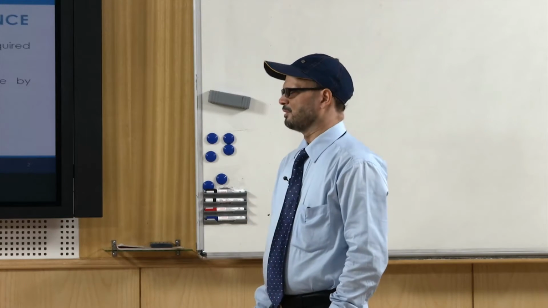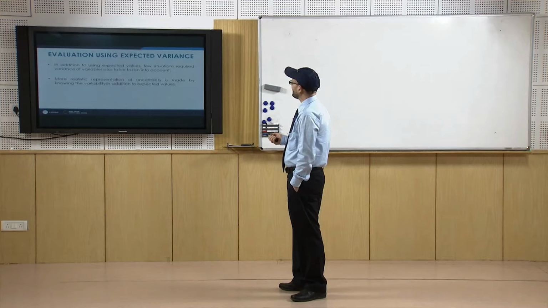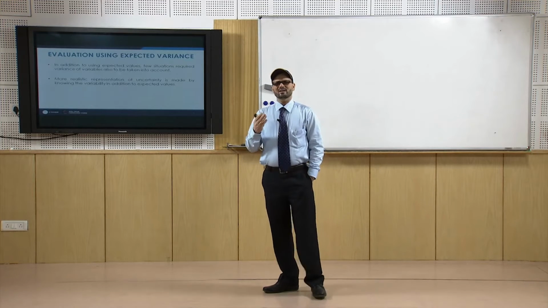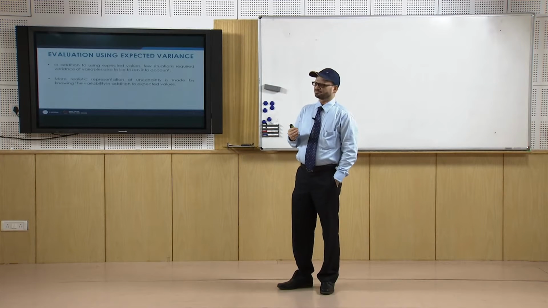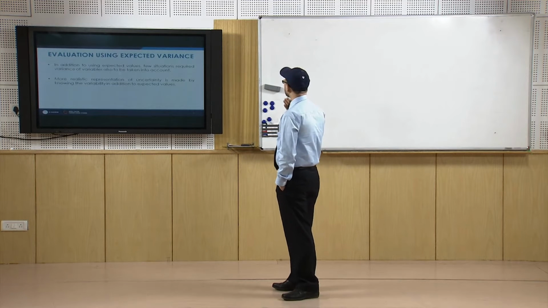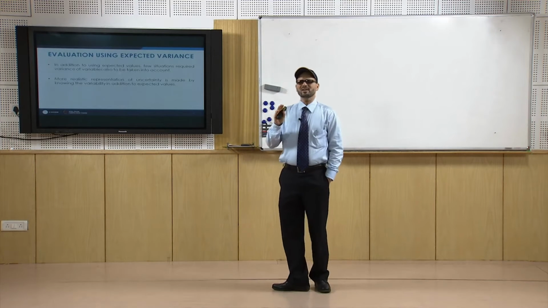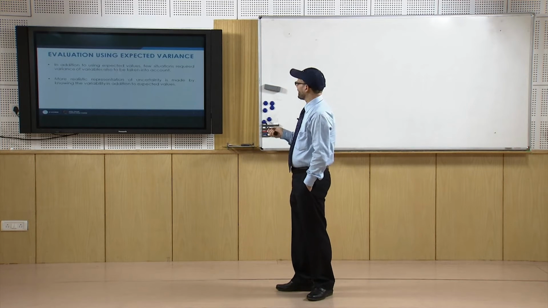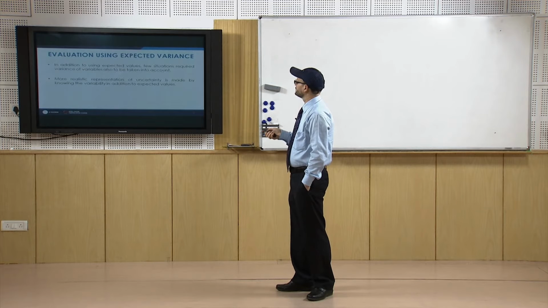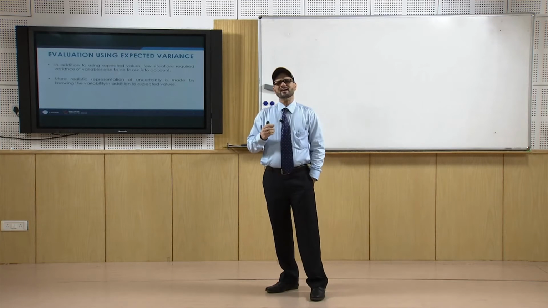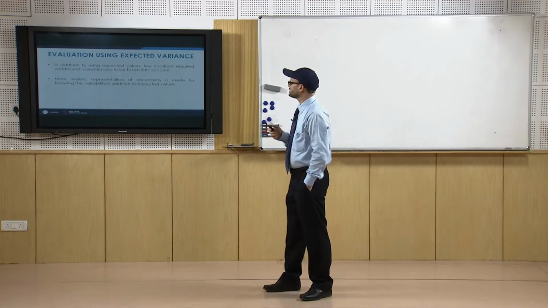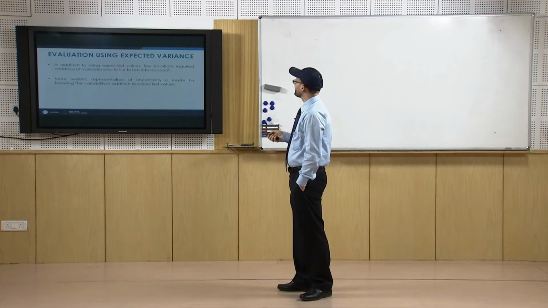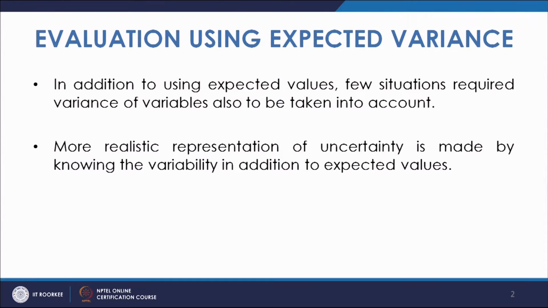But many times the mean values alone cannot be the decisive factor, because we can come to a situation where the mean values do not differ much. In that case, the variance of the variable must be taken into account. There is a more realistic representation of uncertainty when the variability is taken into account.